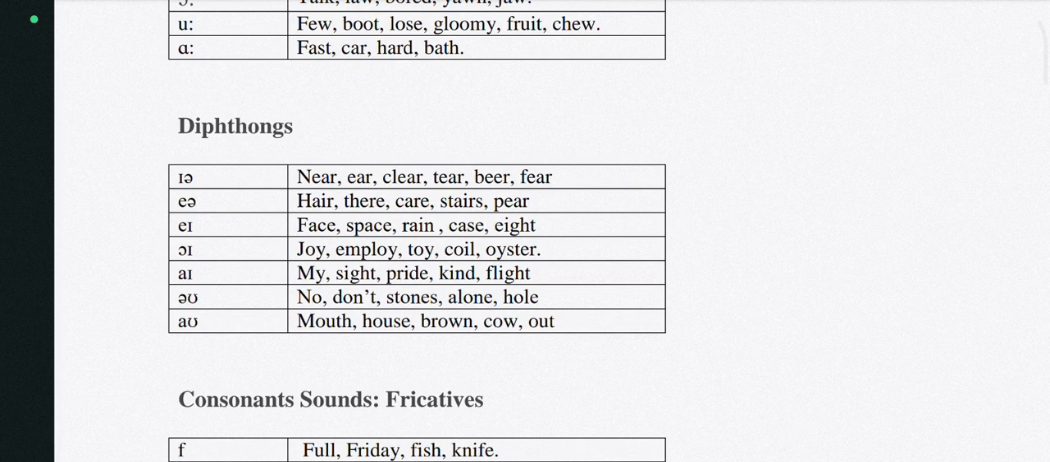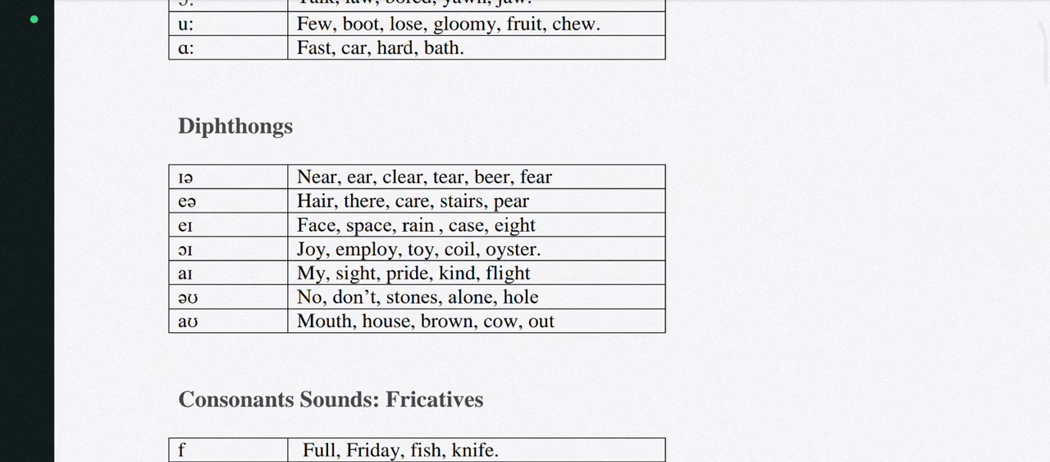So, A and A are coming together and then we are creating the sound A. Hair, dare, care, stairs, pair. Okay. So, you have A sound. Next one is A. A and then we have E sound. That is A. So, you have to learn all these things very carefully. Otherwise, it's very confusing. Okay. So, A and E as in phase, space, rain, case, 8.